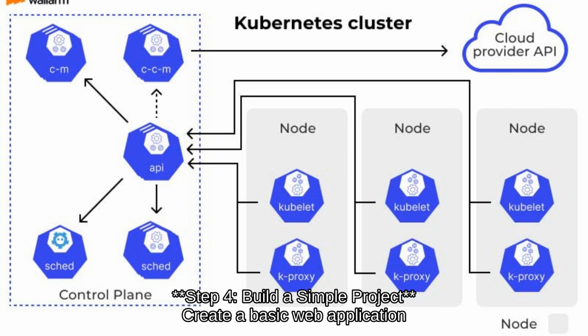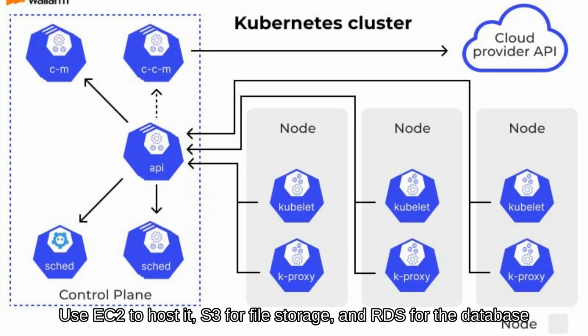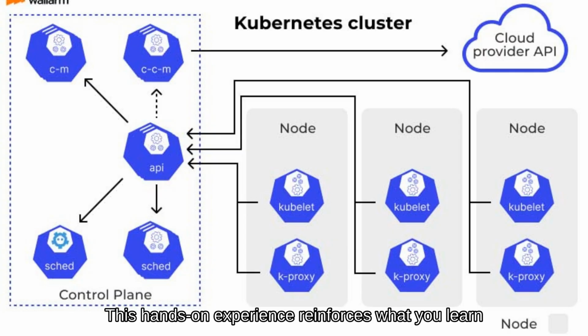Step 4. Build a simple project. Create a basic web application. Use EC2 to host it, S3 for file storage, and RDS for the database. This hands-on experience reinforces what you learn.